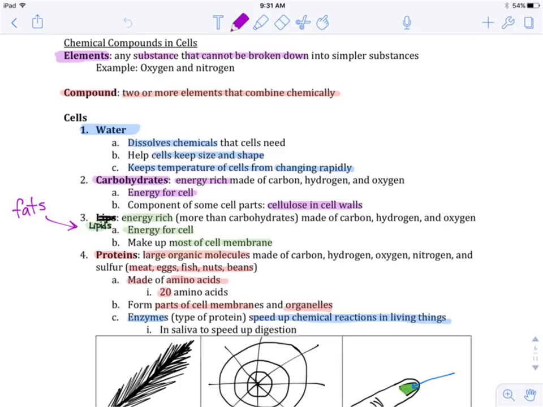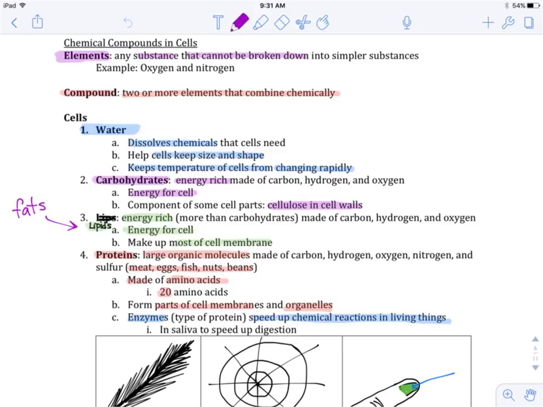Lipids, not lips, are very important, and another word for them is fats. Lipids are important because they are energy-rich. They have more energy than carbohydrates, and they are made of carbon, hydrogen, and oxygen. They help provide energy for the cell, and they also make up most of the cell membrane.